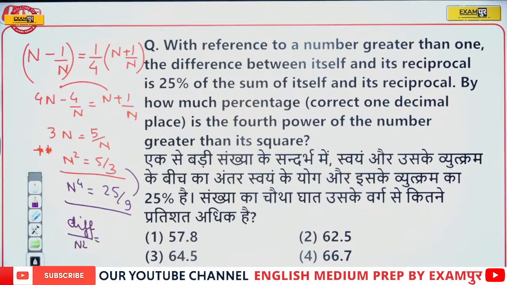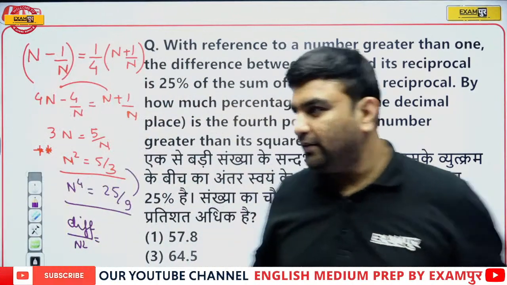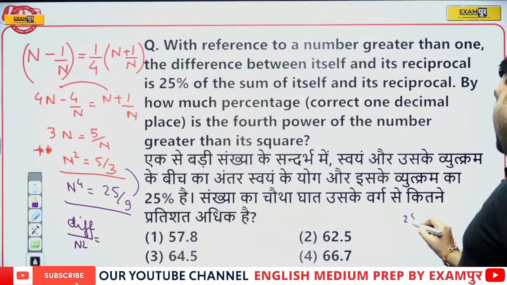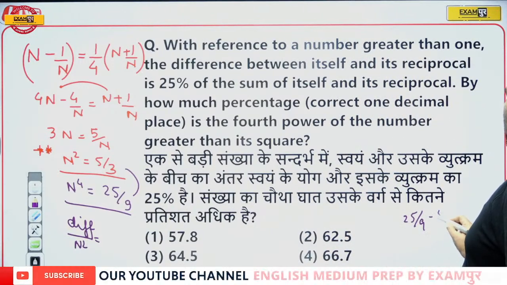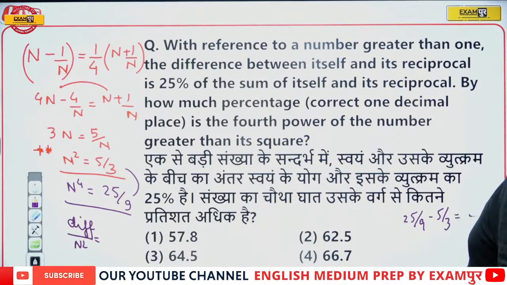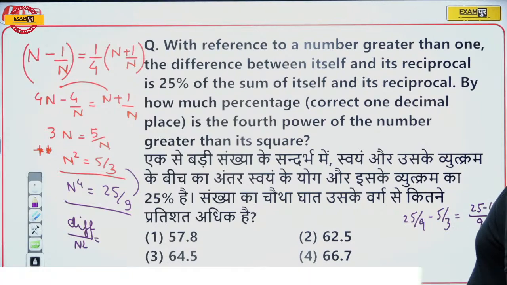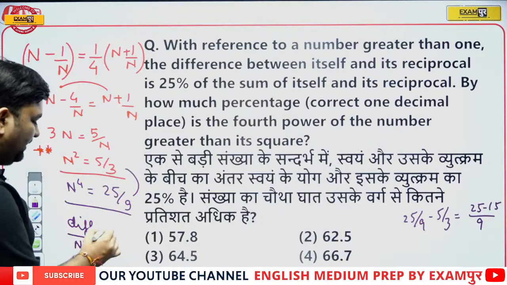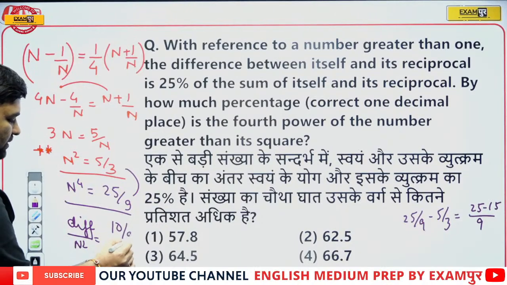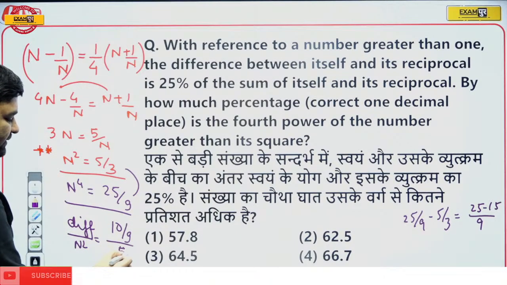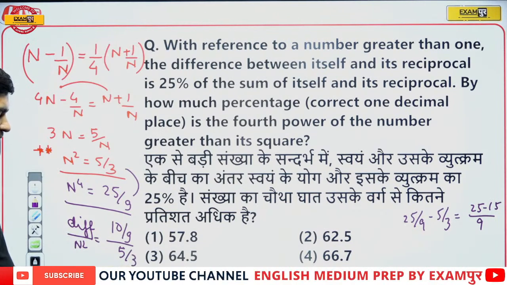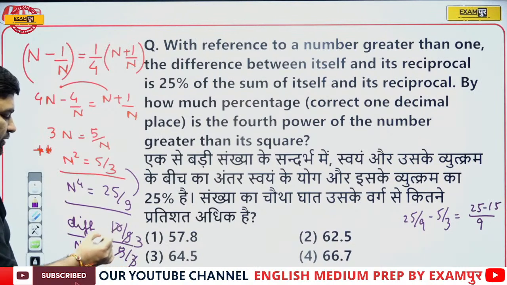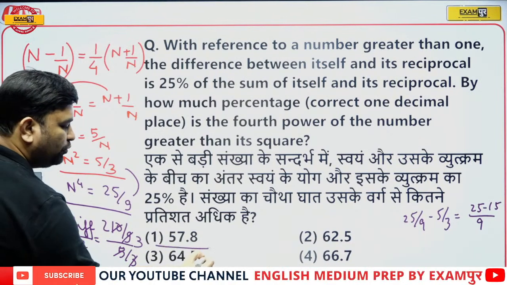What is their difference? 25 by 9 minus 5 by 3. It is coming out to be 25 minus 15, 10 by 9 difference. And what was n square? 5 by 3. Please do simplify it. Simplifying 3 times, simplifying 2 times. So it is coming 2 by 3.